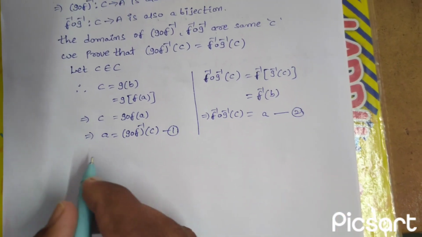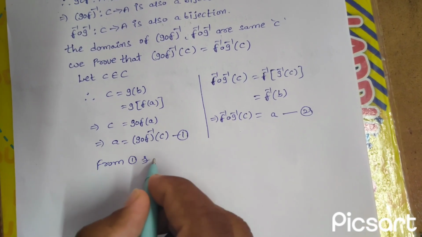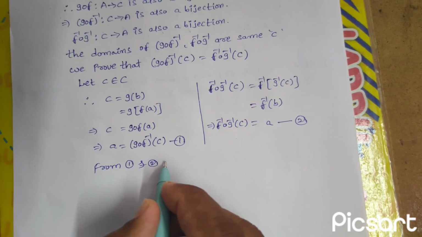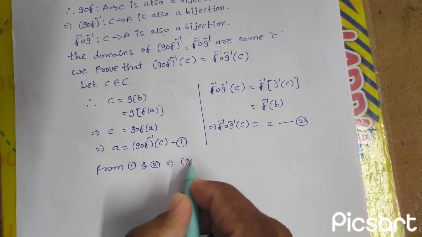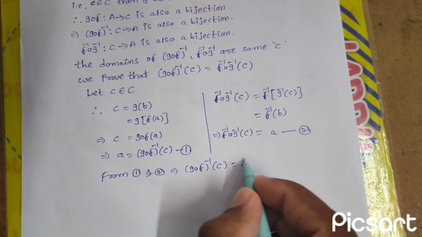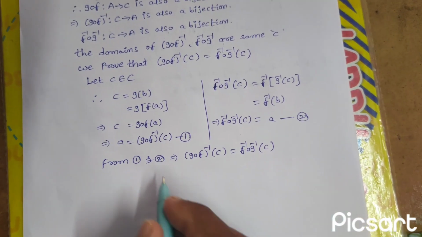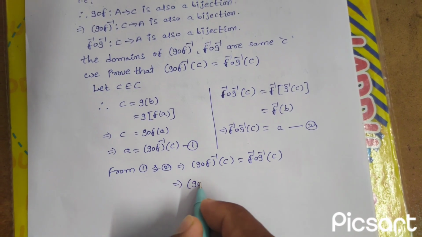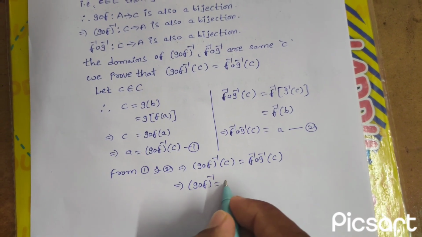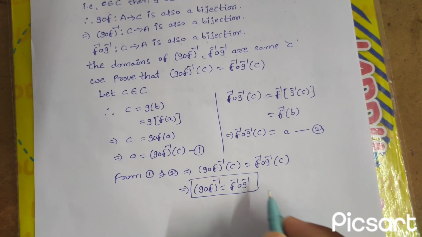From equation 1 and 2, (g circle f) whole inverse of c is equal to f inverse circle g inverse of c. c cancelled, we get (g circle f) whole inverse is equal to f inverse circle g inverse. Hence proved.